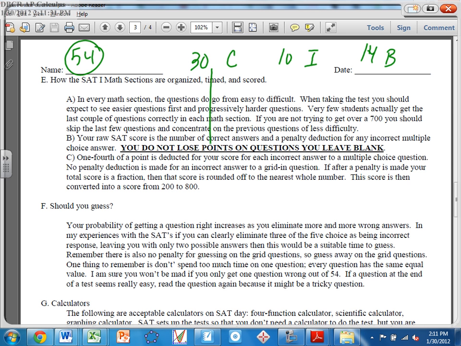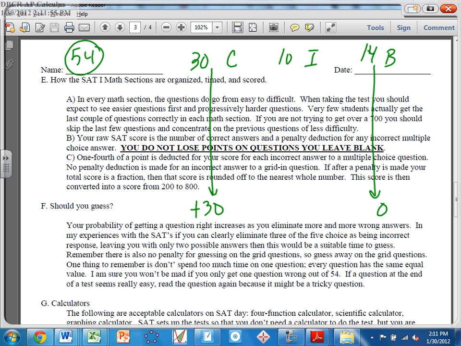Every time you get a problem right, you get 1 credit. So this person gets 30 credits for the 30 correct. Every time you leave something blank, you don't get any credit. It just acts as a neutral or 0. But when you get something incorrect, you actually lose credit, which is different from anything I've ever seen in high school before. If you get something wrong on a test, you just don't get credit for it. But in the SAT, if you get it wrong, you get negative credit.